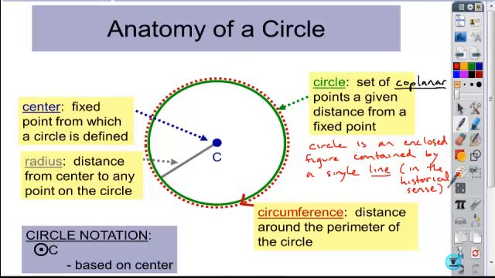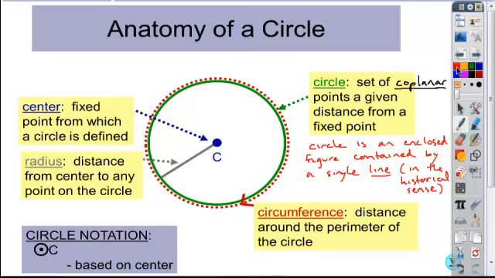The boundary of a circle is called its circumference. The boundary of any figure is its perimeter, so the circumference is just the distance around the perimeter of the circle. It's the specific name given to the perimeter of a circle. As I mentioned, based on the definition, the fixed point from which a circle is defined is the center, and the given distance from that fixed point is the radius.